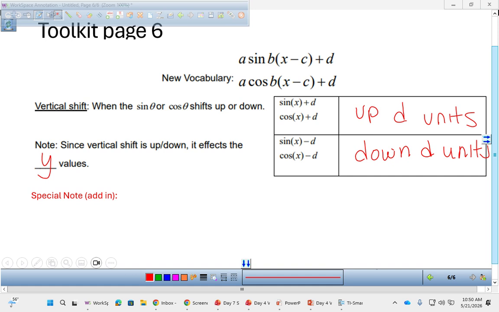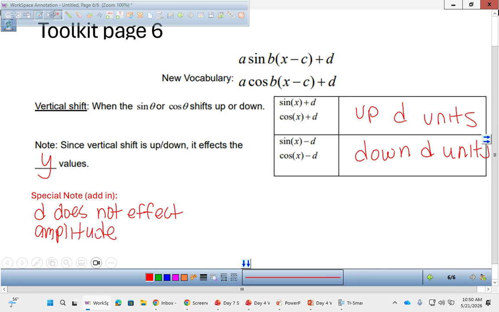So d does not affect amplitude. It also doesn't affect period, but period is a horizontal change, so I think that part's obvious. Think of amplitude as starting with A. Your amplitude is always the A value. It has nothing to do with the D value. Okay? So D does not affect the amplitude.